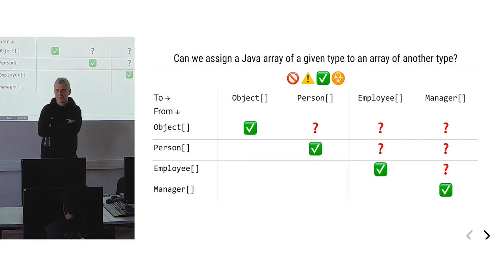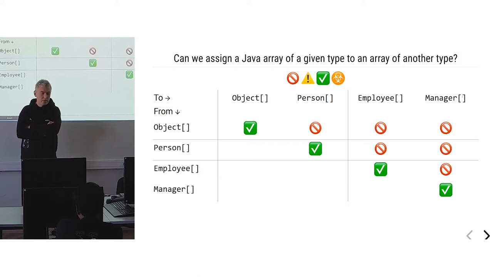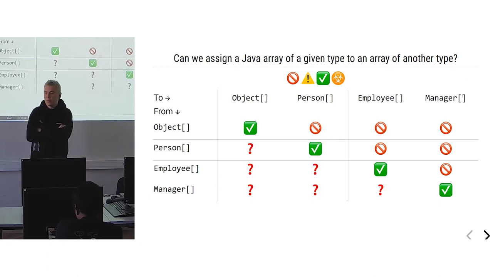Yeah. Especially with collections, you can't assign the collection. Yeah, about collections I will talk later, because it's the main point of my presentation. But let's think about arrays. Arrays, no, right? So, and why? Why cannot we do this? Well, because persons might not be employees, and we expect employees here, right? Okay, so it won't compile. What about this part of the table?